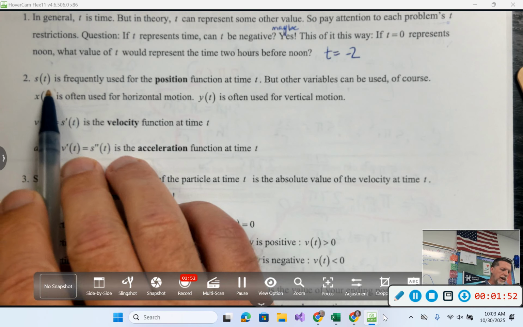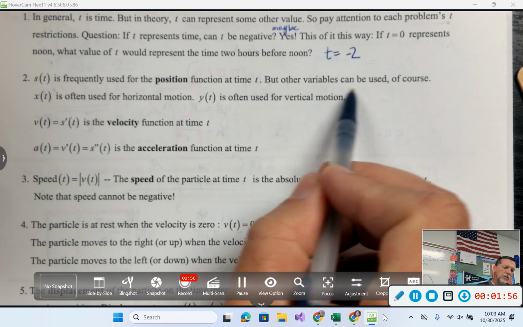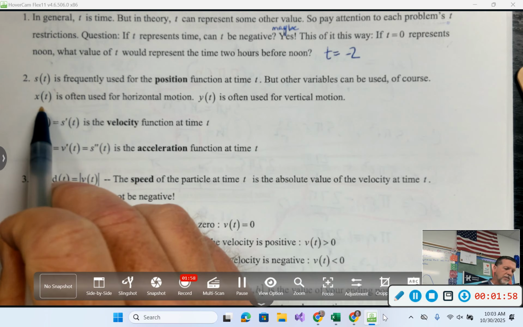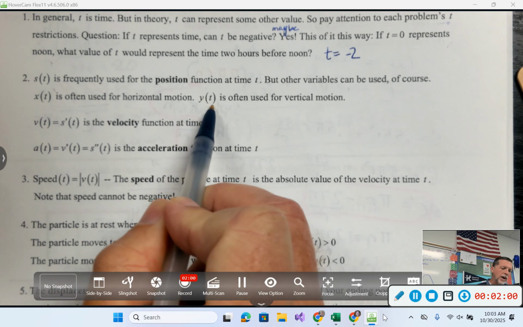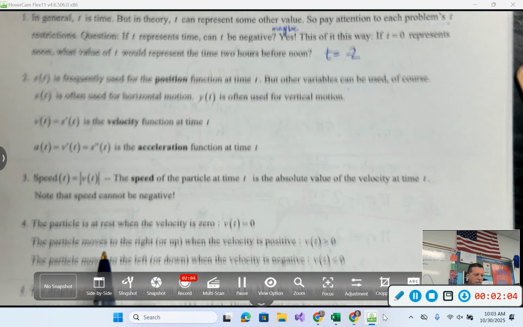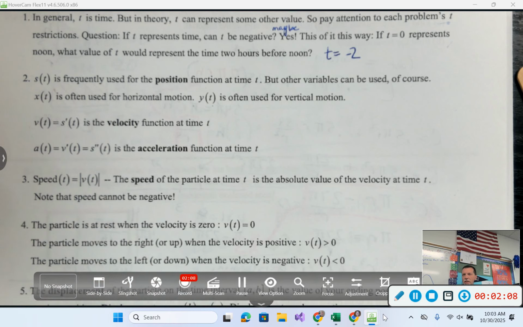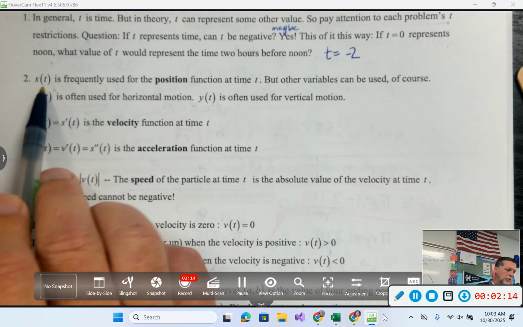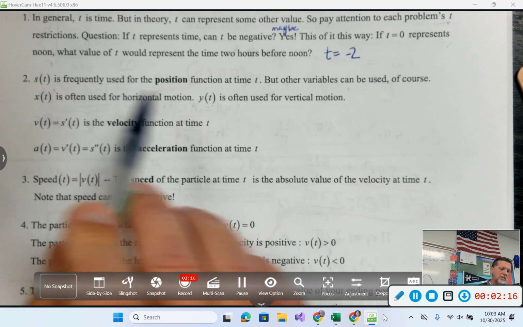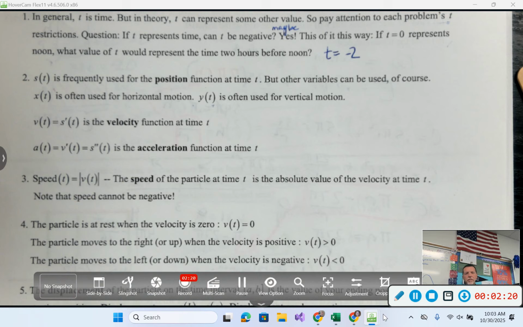Number 2, s of t is frequently used for the position, but other variables can be used. Of course, x of t is often used for horizontal motion, y of t is often used for vertical motion. I think in physics, a lot of times we use x and y. A lot of times in here, it won't be two-dimensional problems, it'll be one-dimensional problems, and sometimes we'll use s, sometimes x, sometimes y. So it doesn't matter, any of those.